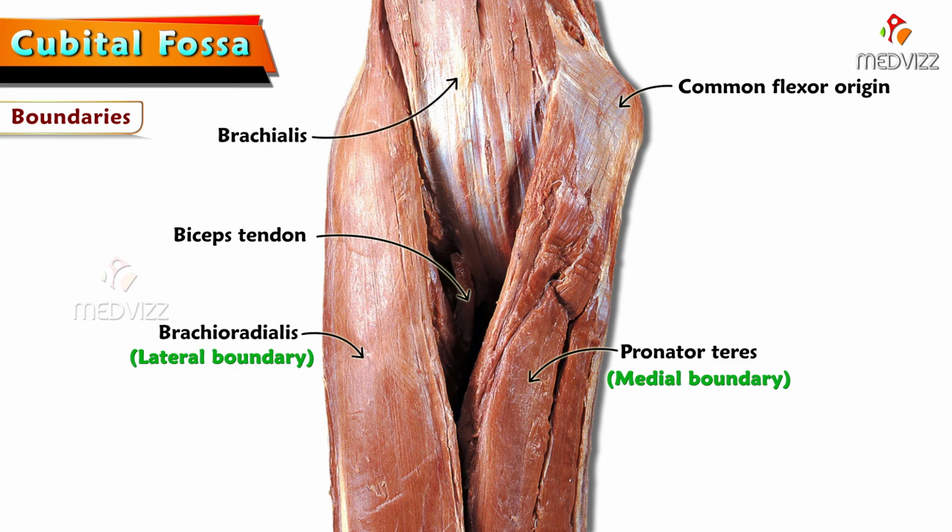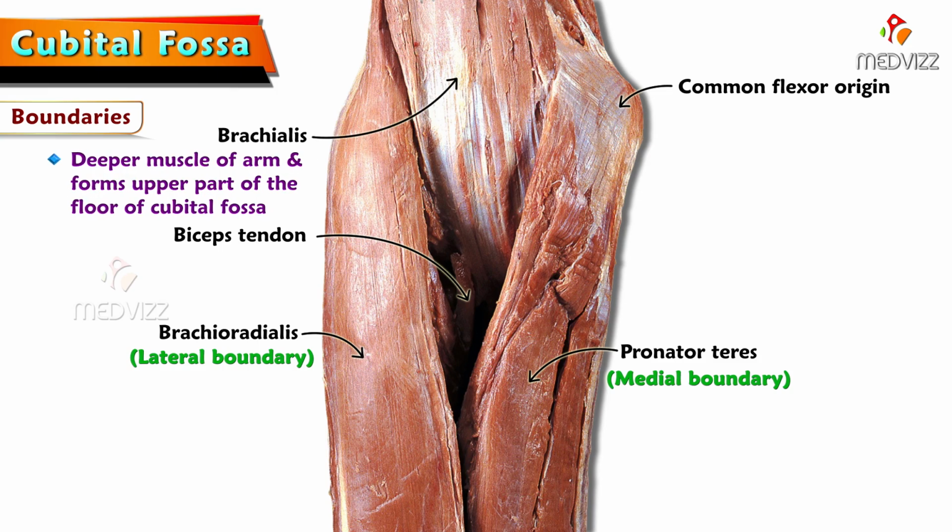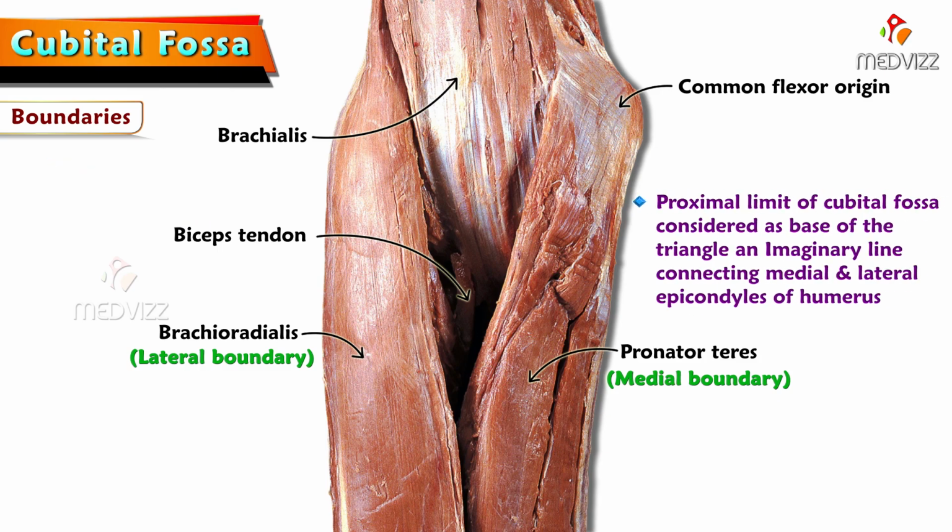Brachialis is well demonstrated as we removed the biceps. Brachialis is a deeper muscle of the arm, which forms the upper part of the floor of the cubital fossa. We can also observe it converges deeper to insert into the ulnar tuberosity. The proximal limit of the cubital fossa, which is considered as the base of the triangle, is an imaginary line connecting the medial and lateral epicondyles of the humerus.